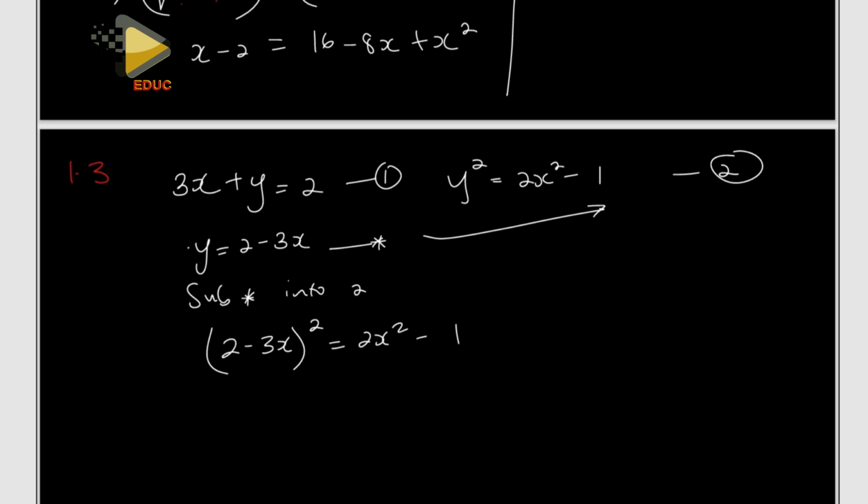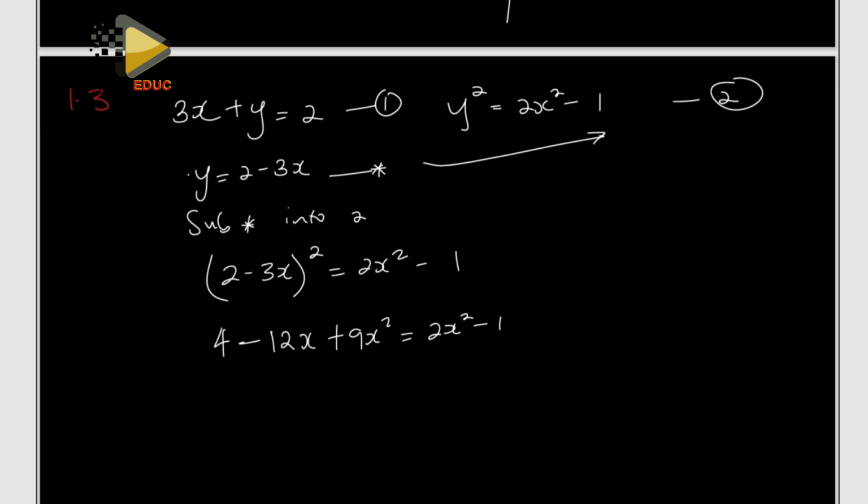I open this square bracket. It's going to be 4 minus 12x plus 9x squared is equal to x squared minus 1. We can use the FOIL. Alternatively, you can apply the FOIL method so that you get that approach for it. Okay, we now create the standard equation. Pull everything to one side. I'm going to pull everything to the left. So I'll have 7x squared minus 12x plus 5 is equal to 0.